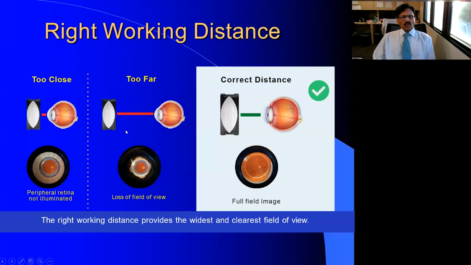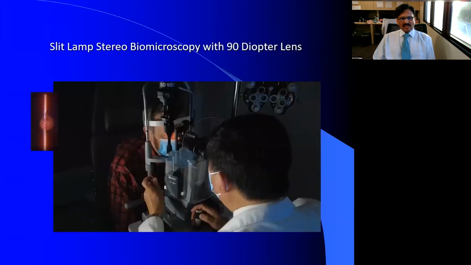So you don't want to be too close or too far. Obviously, how do you know that? If the peripheral retina is not illuminated, you're too close. And if there is loss of field of view, you hardly see anything, then you're too far. The correct distance illuminates the entire pupil, and you can get a very precise view of the retina. So that's very important, and especially when you're starting out, this can be a little challenging until you get used to it. It's a classic example of a 90 diopter lens examination. On the left-hand side, you see the disc with a slit illuminating the area.